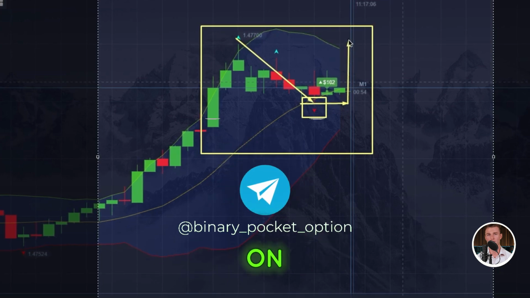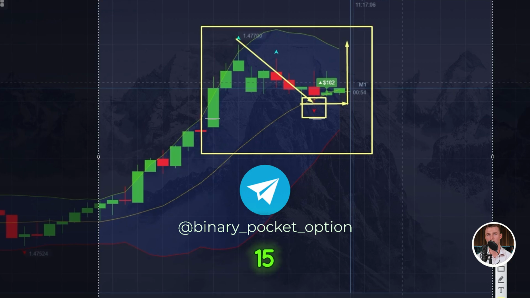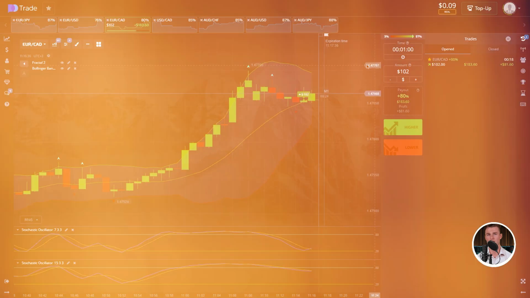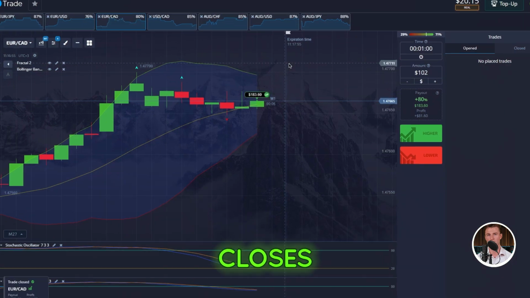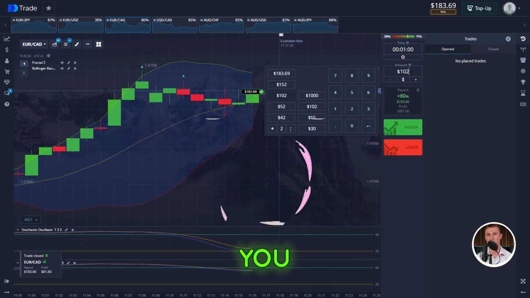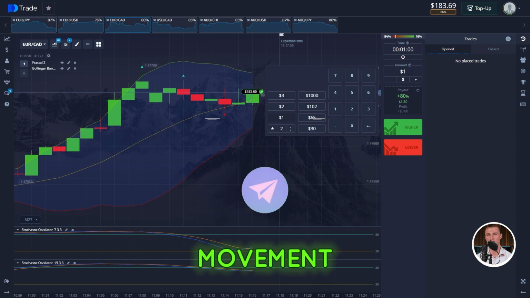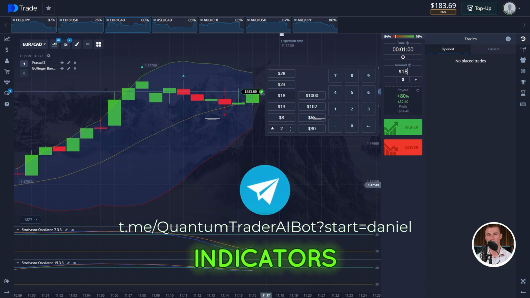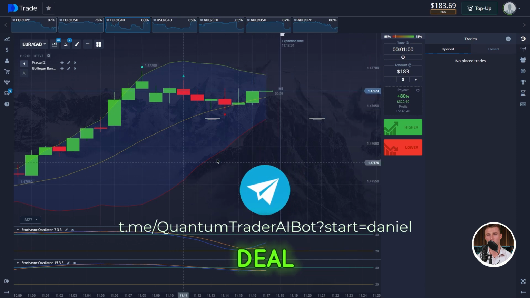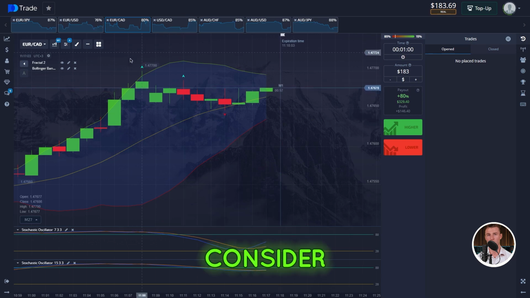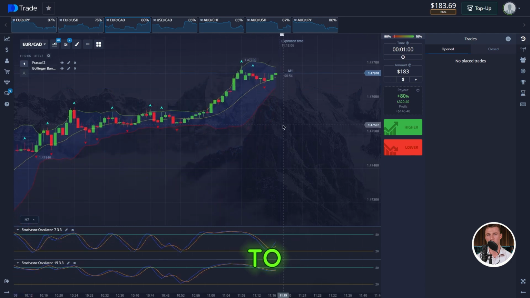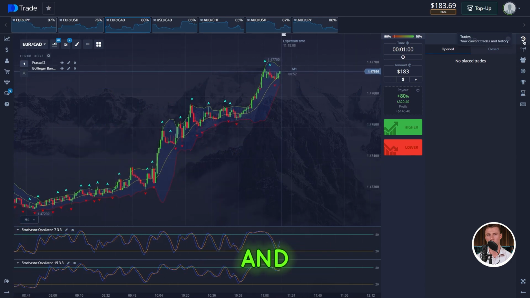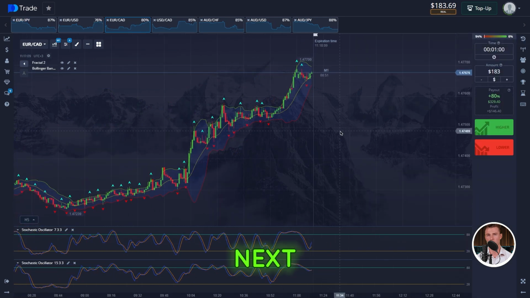And let's keep an eye on the result. We have about 15 seconds left. Our deal closes in A+. When you see such a pattern of movement and such a combination of indicators, then open a deal to increase. Consider exactly the same entry, but we will open a deal to decrease. And let's select the next currency pair.